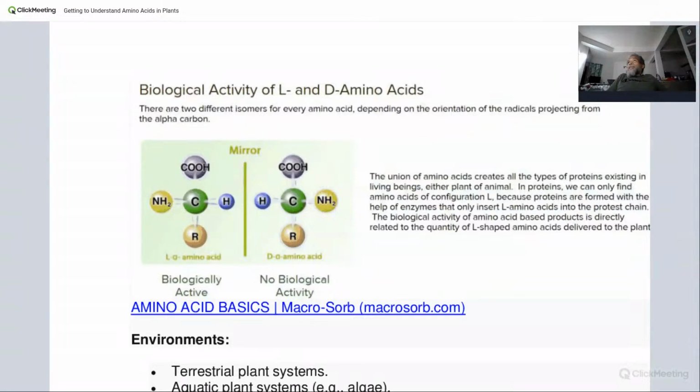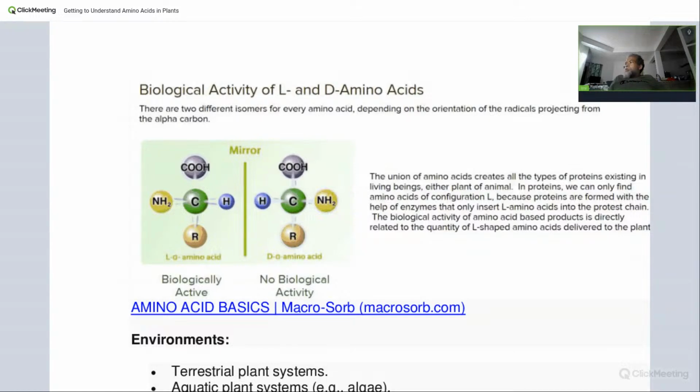Biological activity of L and D amino acids. There are two different isomers. When things look exactly the same but they are different, you call them isomers. There are two different types of isomers for every amino acid, depending on the orientation of the radicals projecting from the alpha carbon. So look at the alpha, look at the carbon. The carbon is the one in the middle. The green is the C. C means carbon.